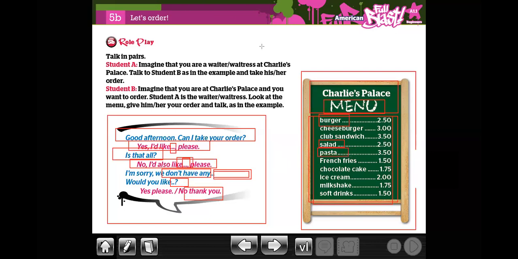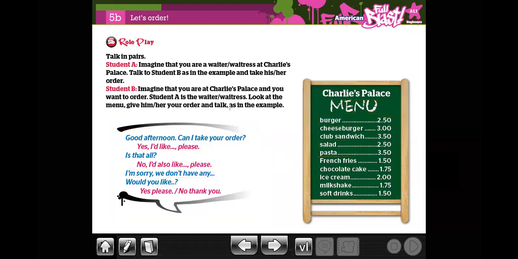Okay, pay attention. I'm going to complete here. Yes, I understand. I'd like... Yes, I'd like a burger. Oh, no, I also like, in this case, chicken. It's an example. No, we don't have chicken. Would you like some pasta? Okay, something like that.